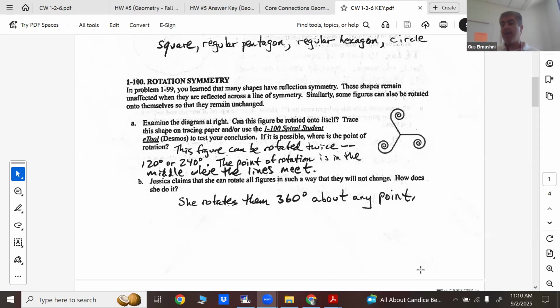So that's why 120 would make sense. And then of course, you keep doing 120 over and over again. And 120 is a factor of 360, right? Or 360 is a multiple of 120, a multiple of 3, right? Okay, so that makes sense for that one.